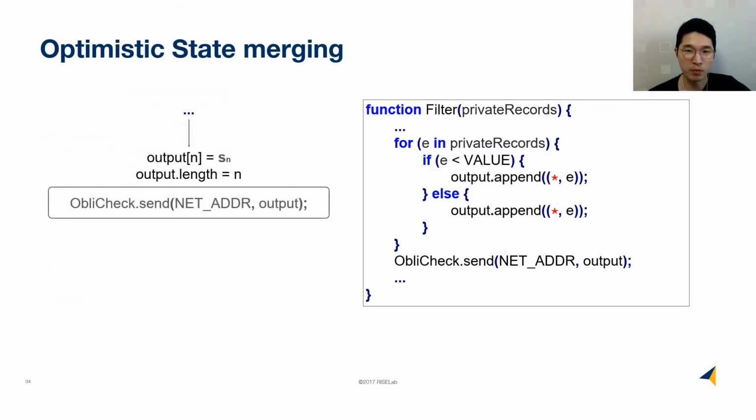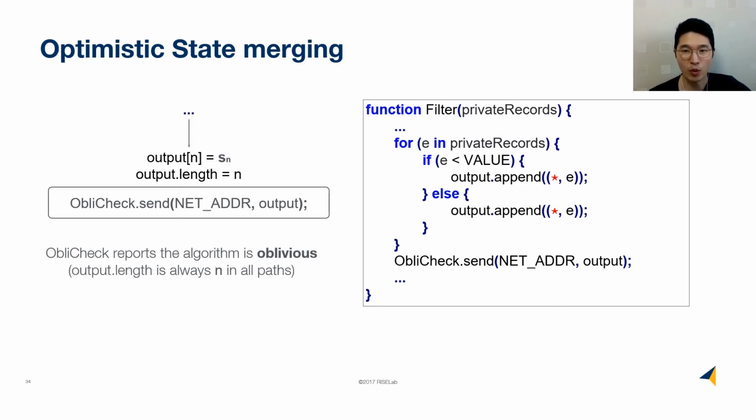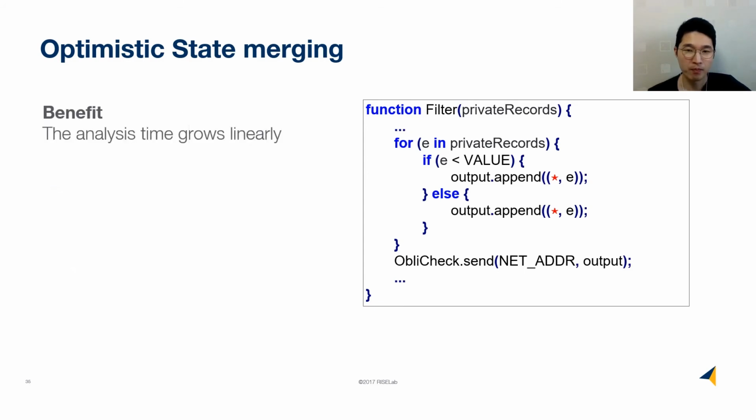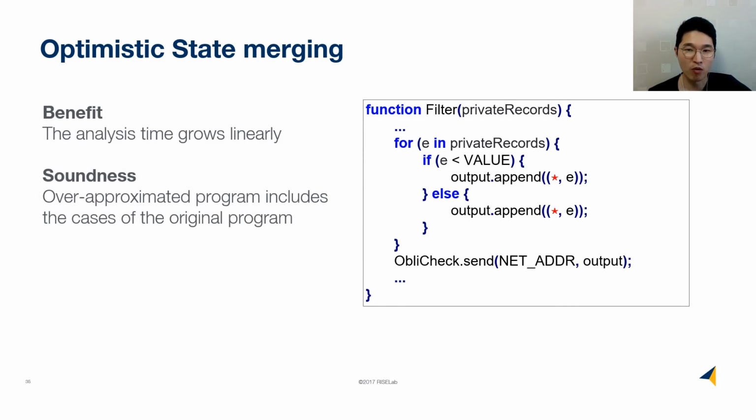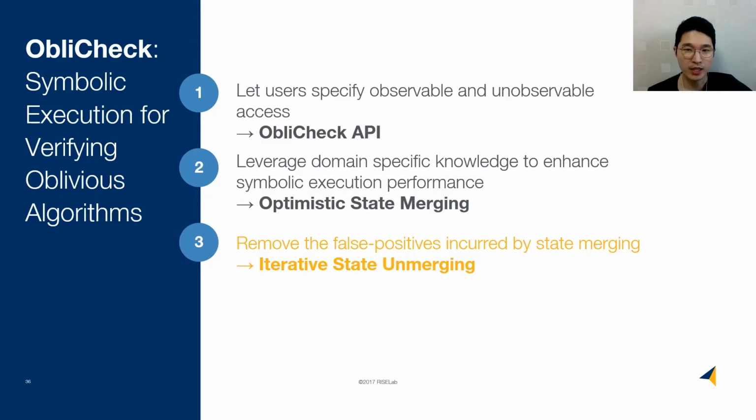After finishing the for loop, the program state looks like this, and this is the only reachable state of this program. And therefore, ObliCheck reports the algorithm is oblivious since the output buffer length is always n in all paths. Optimistic state merging improves the performance, and this is based on over-approximation, so the transformation is sound. However, our optimistic state merging can bring up some false positives because it is over-approximation. To solve this issue, we devised an iterative state unmerging technique.